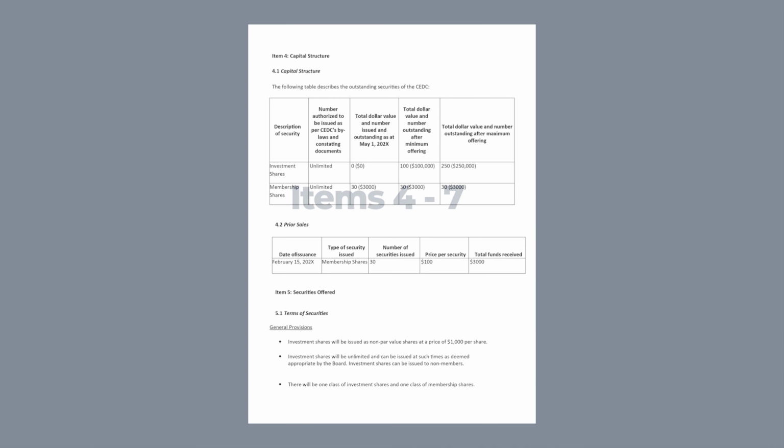Items 4, 5, 6, and 7 require various information about the CEDC's investment offering. We will quickly review these sections. For more information, please consult the materials at fcnb.ca. Under Item 4, the CEDC must set out its capital structure. This means the way its shares, units, or other securities are organized.